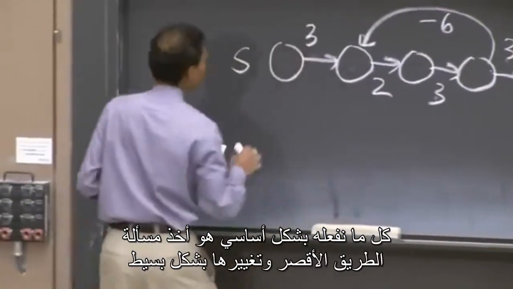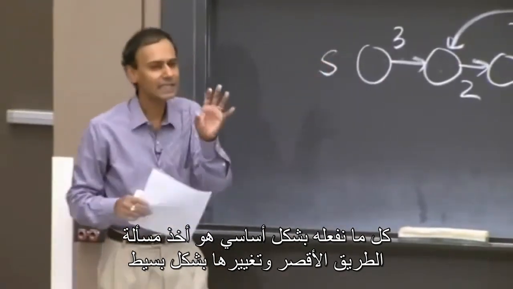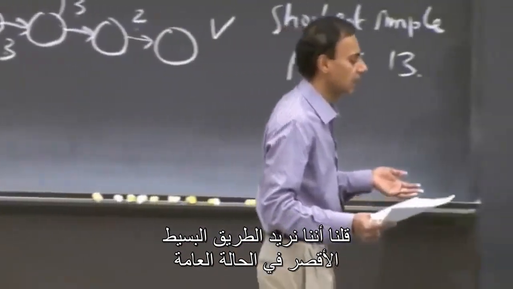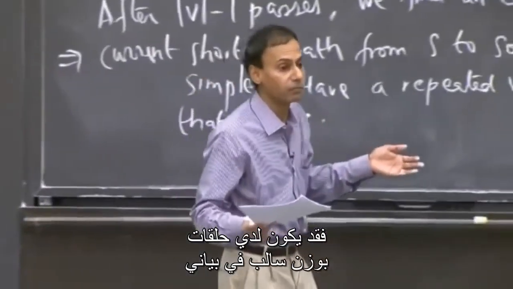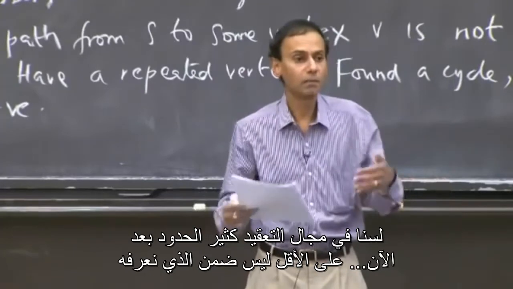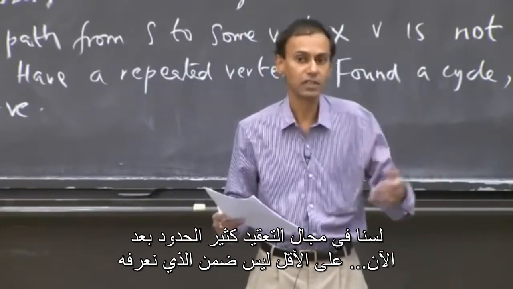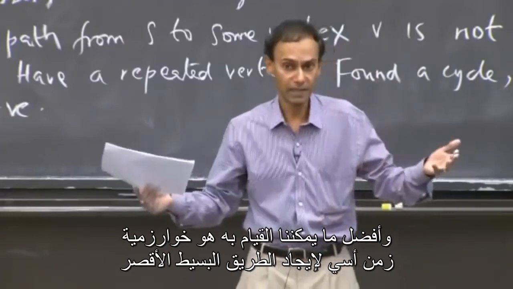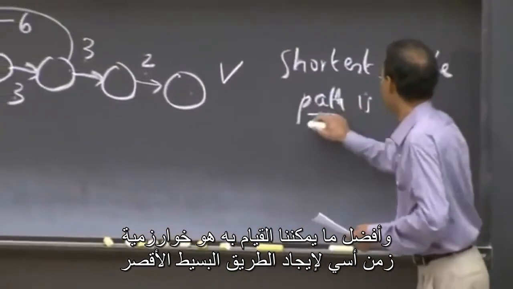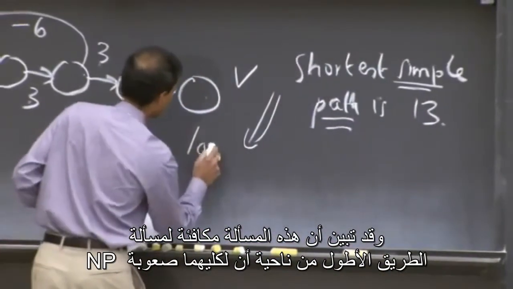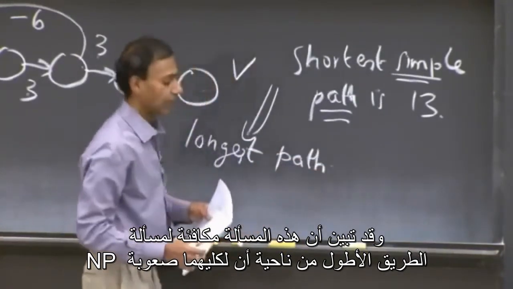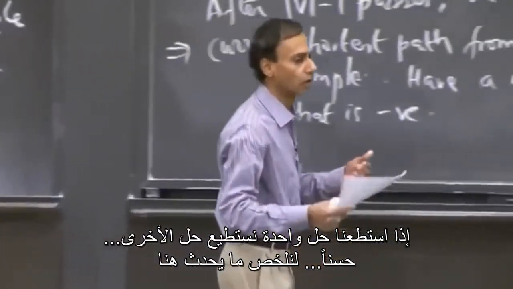So amazingly, all you've done is taken the shortest path problem and changed it ever so slightly. You said, I want to look for the shortest simple path in the general case where I could potentially have negative weight cycles in my graph. And when you do that, all bets are off. You're not in the polynomial time complexity domain anymore, at least not that we know of. The best that you can do is an exponential time algorithm to find shortest simple paths. And this problem, as it turns out, is equivalent to the longest path problem in the sense that they're both NP hard. And if you could solve one, you could solve the other.